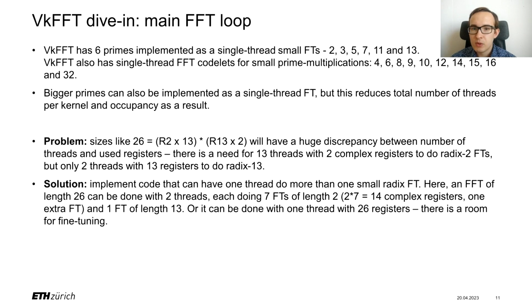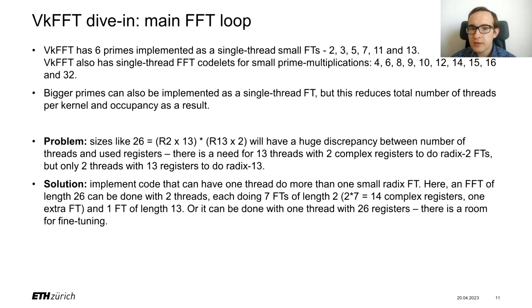Let's discuss a problem here. Sizes like 26 will have a huge discrepancy between number of threads and used registers. There is a need for 13 threads with 2 complex registers to do radix 2 Fourier transform, but only 2 threads with 13 registers to do radix 13.